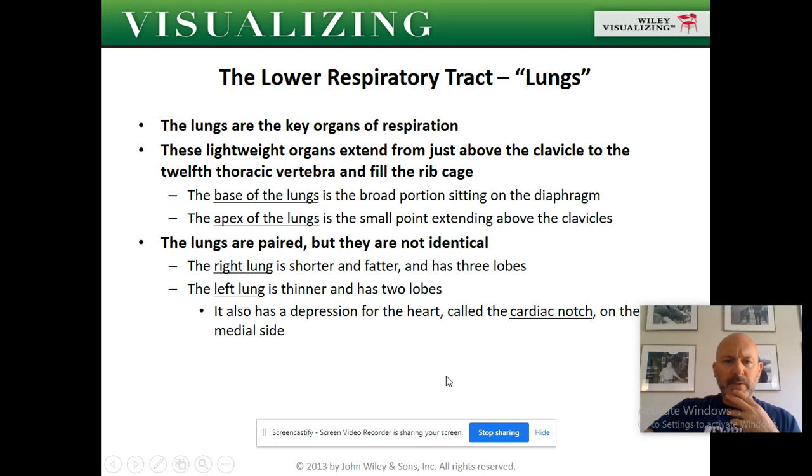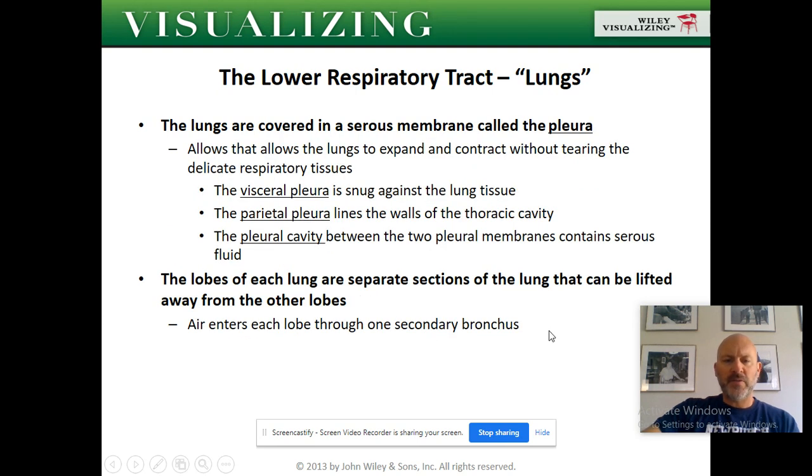All right. So the lungs are the key organs of respiration. If we look at the lungs, they actually extend right above the clavicle. The clavicle is your collarbone here, and the apex of the lung protrudes just above that clavicle. And then it goes down to the 12th thoracic vertebra, and they completely fill the rib cage, and they sit right on top of that muscular layer called the diaphragm. The right lung is a little bit shorter, fatter, with 3 lobes. The left lung is thinner with only 2 lobes. The left lung has the cardiac notch on the medial side.